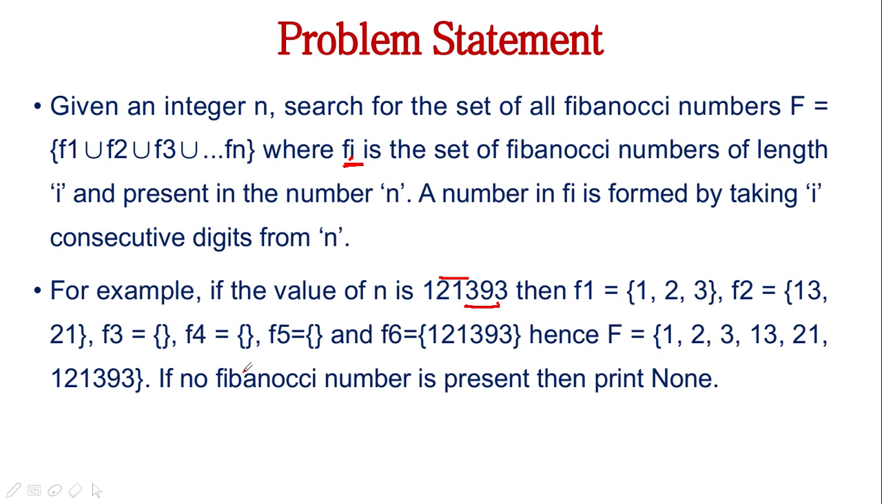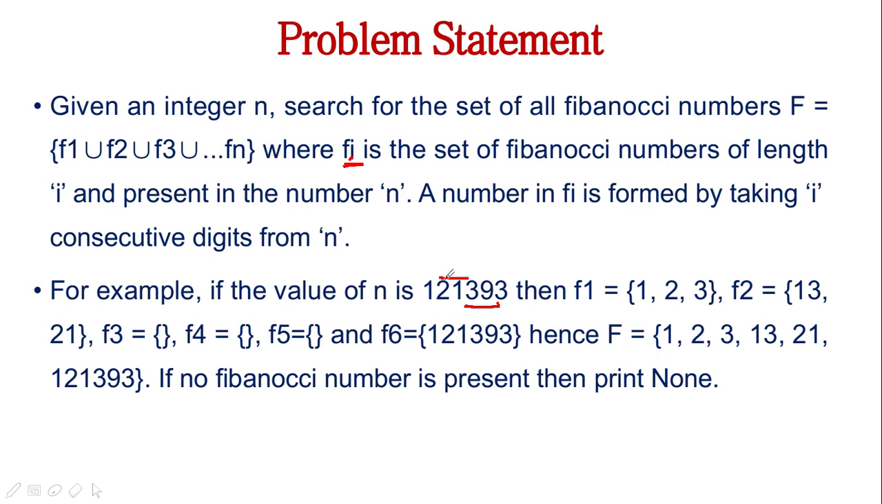When you see f3, nothing is there, because when you take 3-digit numbers together like 121 or 213 or 139 and 393, none of them are in the Fibonacci sequence. Similarly, f4 will be 1213 and 2139, 1393. They are also not in the Fibonacci sequence. And for f5, 2 numbers are there, 12139 and 21393. They are also not in the Fibonacci sequence.